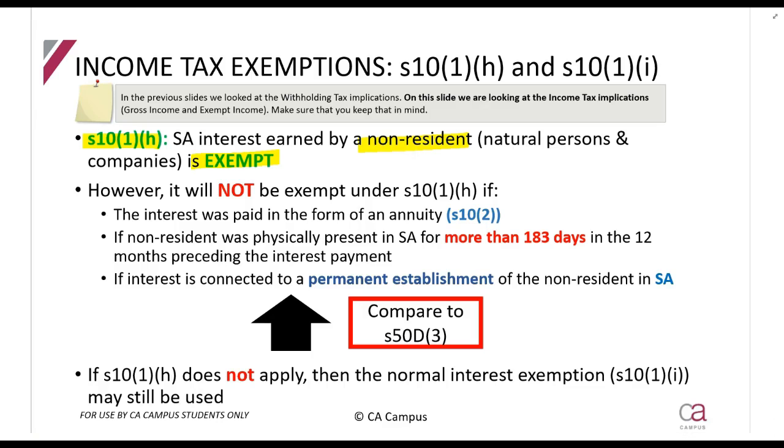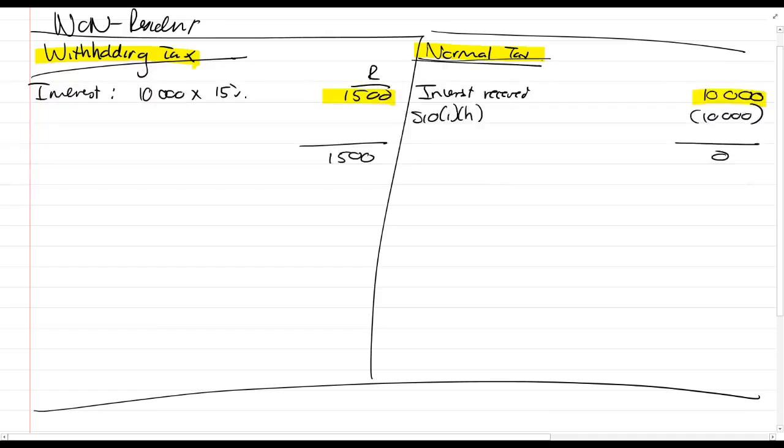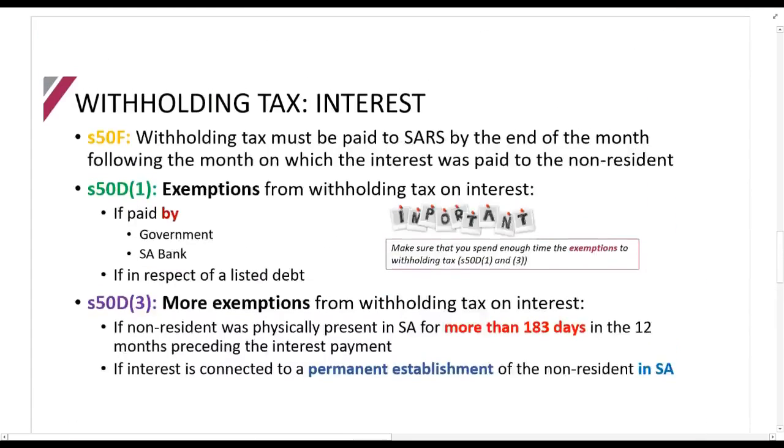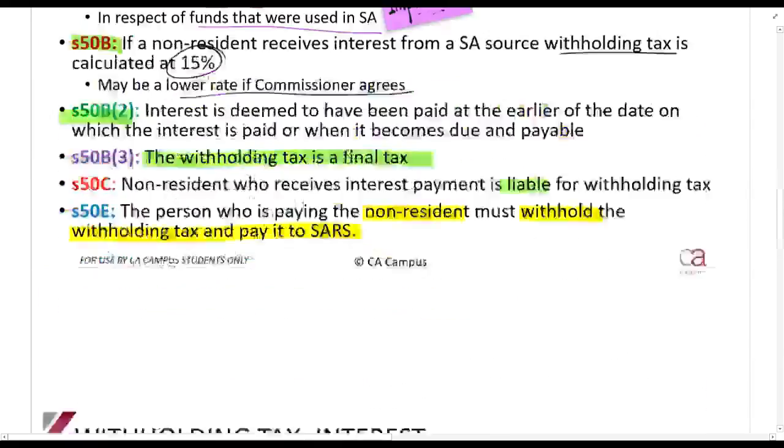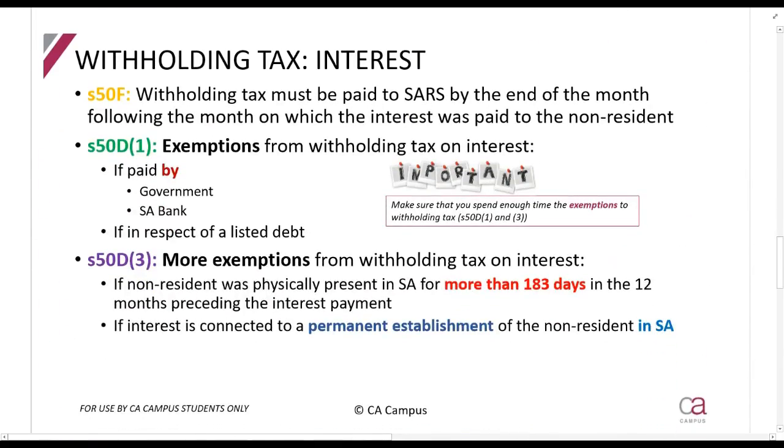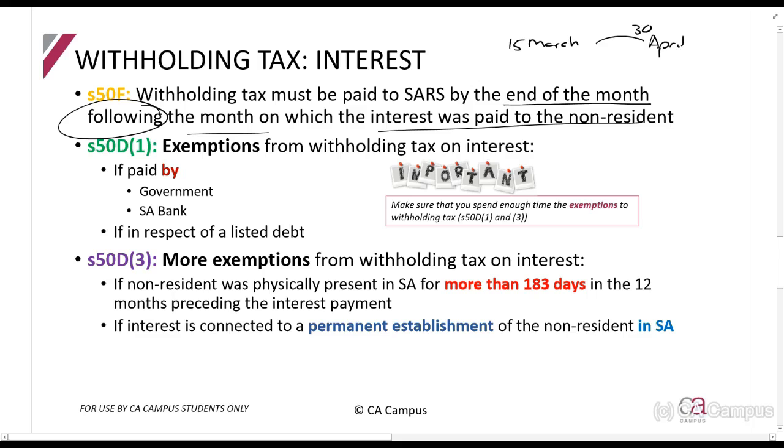Okay, so this calculation I did here, guys, about withholding tax, that's almost as simple as it is. So we're just continuing talking about those withholding taxes now. It must be paid to SARS by the end of the month following the month in which the interest was paid to the non-resident. So if you pay the interest on the 15th of March, next month, April, end of April, 30 April.